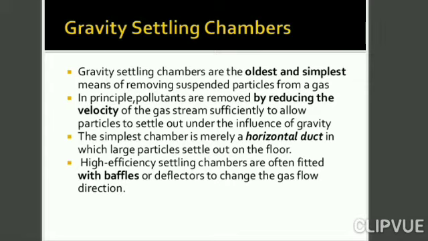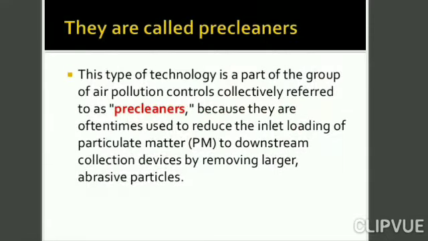The polluted gas is allowed to pass through this chamber at a set velocity. The velocity in this chamber is 3 meters per second, and should be less than 0.45 for a good result. When the gas goes through this chamber, the particulates settle at the bottom of the chamber, which are finally removed. Then the next one is that they are called pre-cleaners.